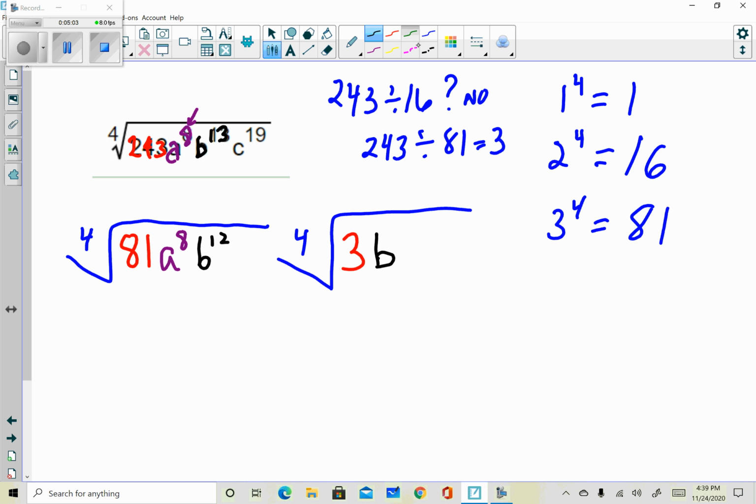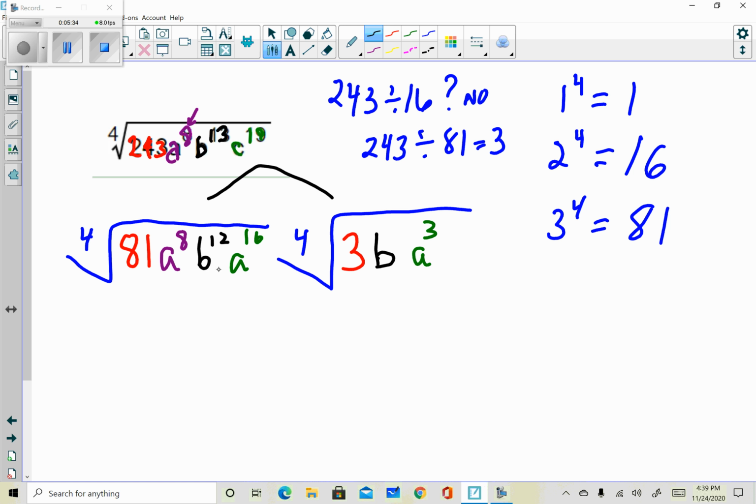Then with the 19 exponent, is 19 divisible by 4? It's not. So I go to 18. Is 18 divisible by 4? That's no. 17 divisible by 4 is no. 16 divisible by 4 is a yes. So I put c to the 16th here, and c to the third goes here. So this is equal to the original, because 81 times 3 is 243.